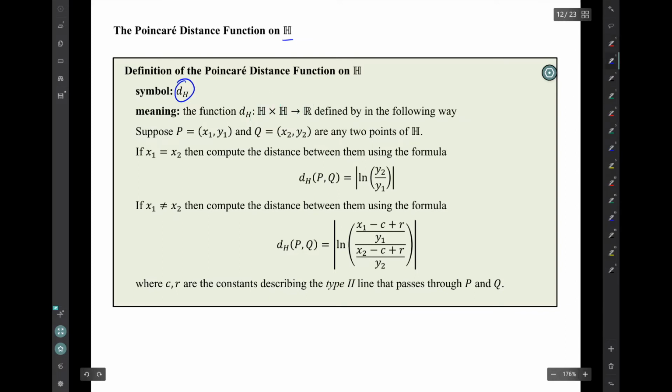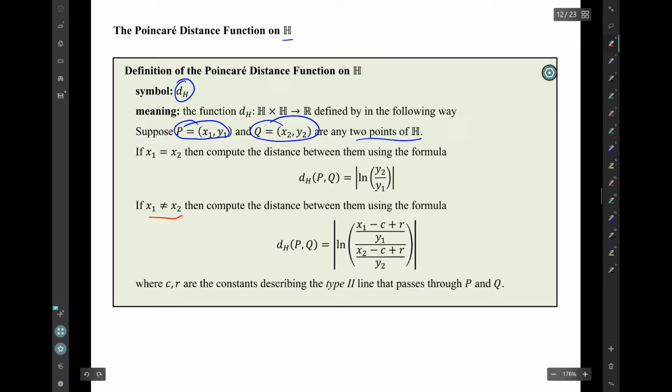Now, this function works in a more complicated way. Suppose you've got points P and Q that are any 2 points of the upper half plane. There are two cases. If those 2 points have the same x coordinate, then you compute the distance between them using this fairly simple formula. You take the ln of y2 over y1, and then the absolute value of that.